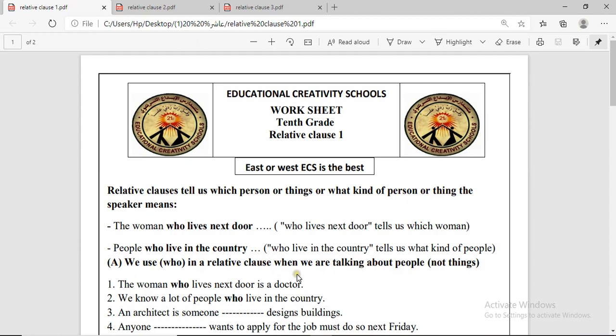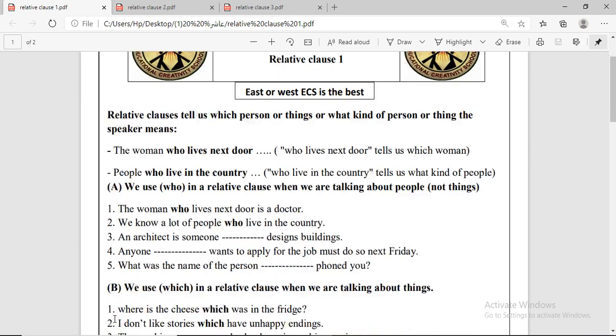Look at the first sentence. The woman who lives next door is a doctor. In this sentence, we used who because we are talking about a woman. The woman who lives next door is a doctor. We know a lot of people who live in the country. Because we are talking about people, we used who. Okay, can you do number 3?